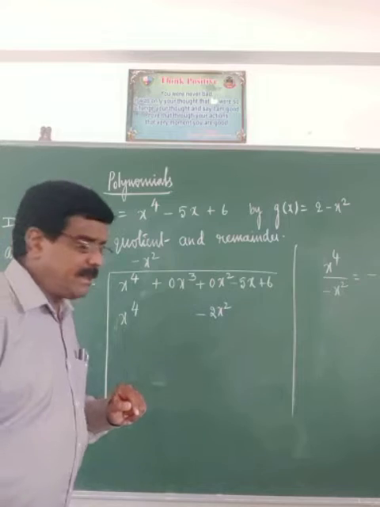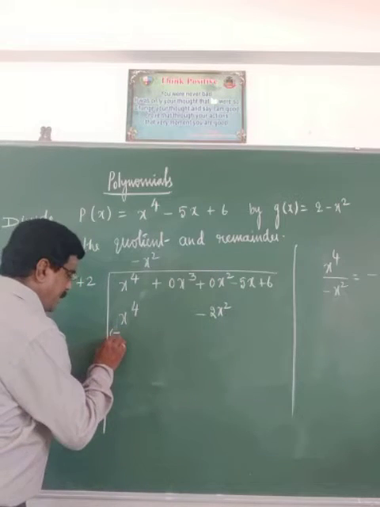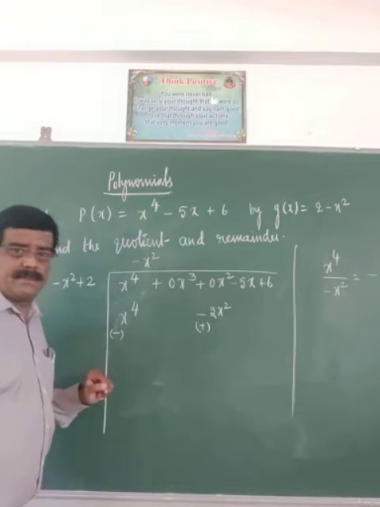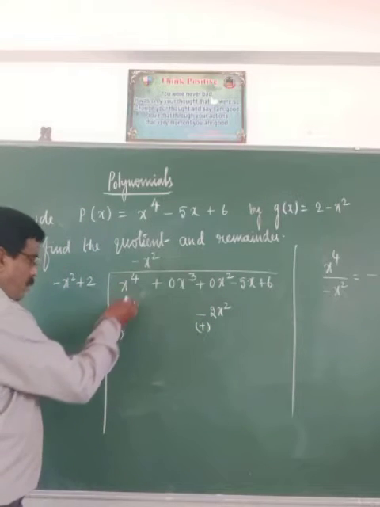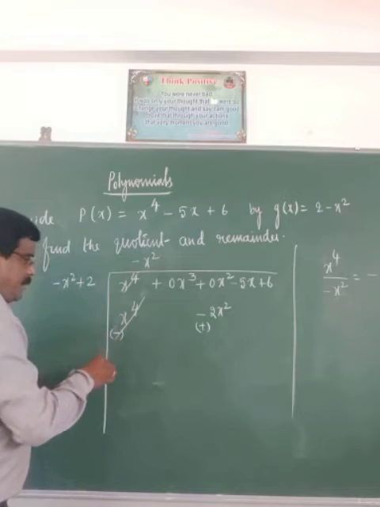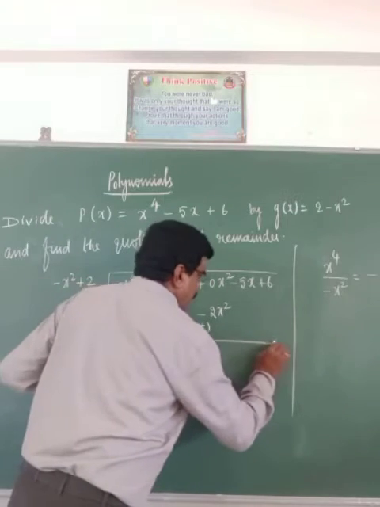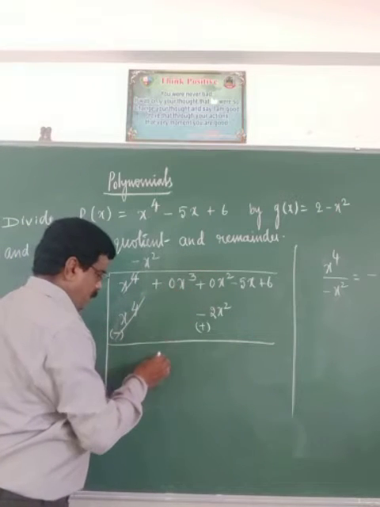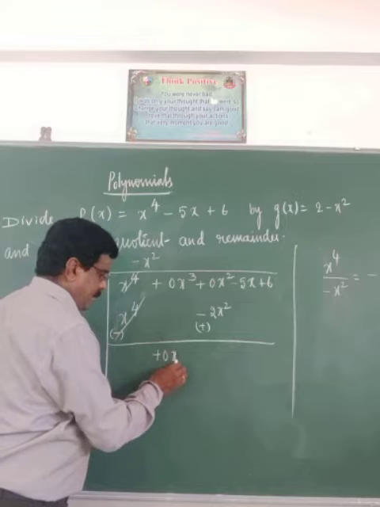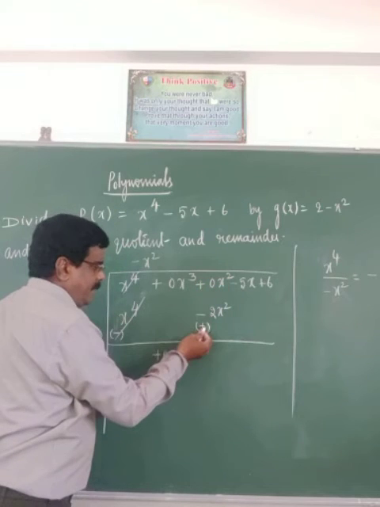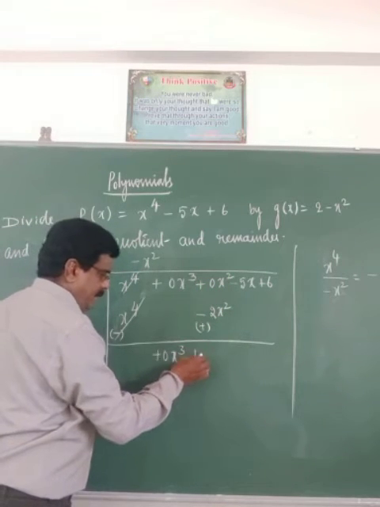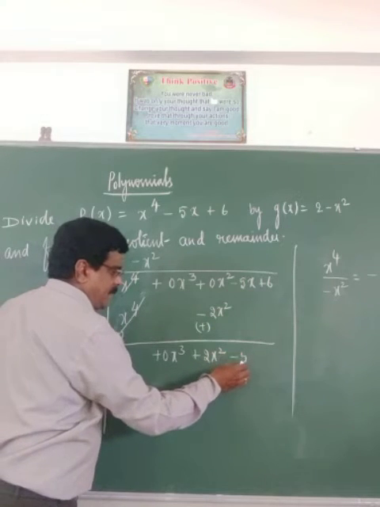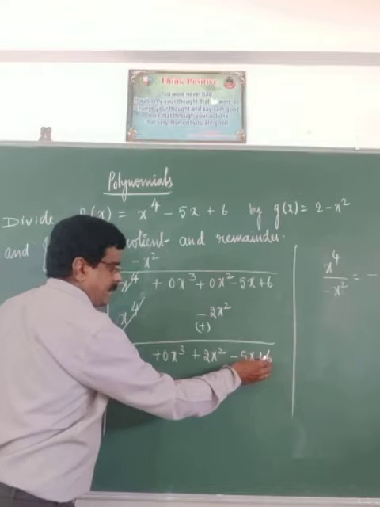Then what is our ultimate intention? Change the sign or subtract, we say. Subtracting, this minus becomes plus. x to the power of 4 minus x to the power of 4 get cancelled. Now here, plus 0x cube, you take as it is. Now here 0x square, leave it. Be careful here, plus 2x square. That is plus 2x square. This minus 5x as it is, plus 6.